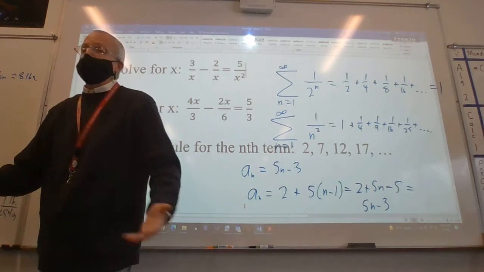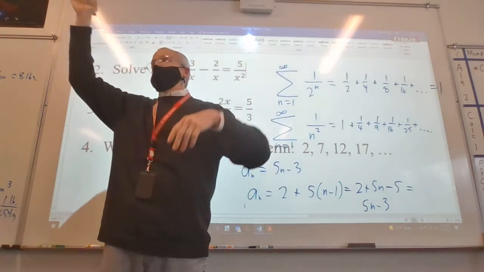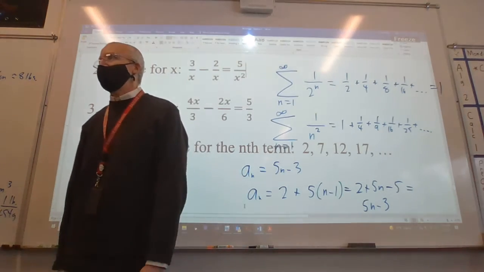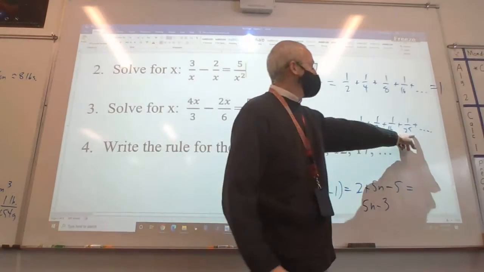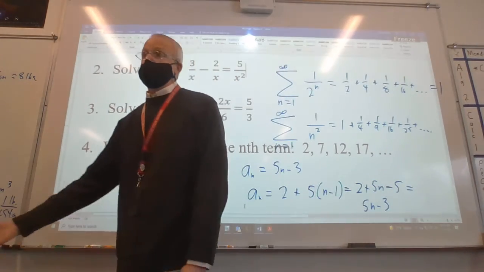Or it could be infinity. Maybe it just keeps getting bigger and bigger and bigger, and if we do enough terms, we can get as big a number as we want. It's hard to tell, right? But since this is getting smaller really fast, it turns out it doesn't.